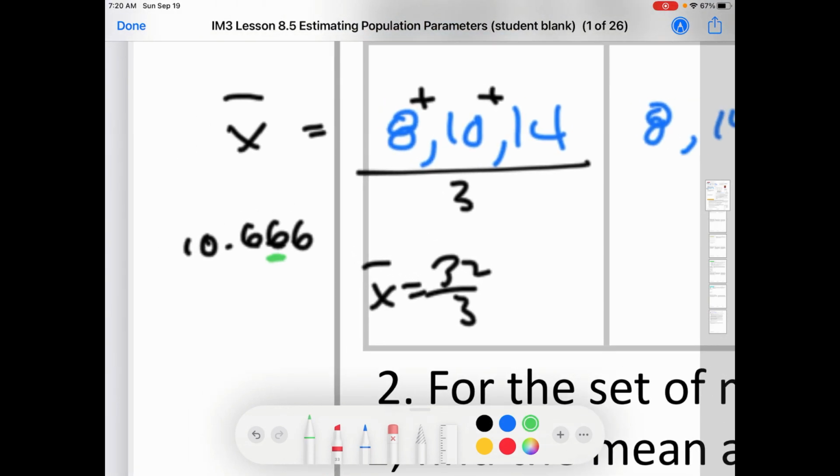Just to review your rounding, this is the one that we need. That is the hundredth place, so I need to look at this number. If this number is 5, 6, 7, 8, or 9, then this number is going to go up. So my answer is going to be 10.67.